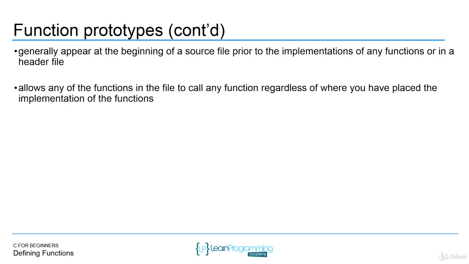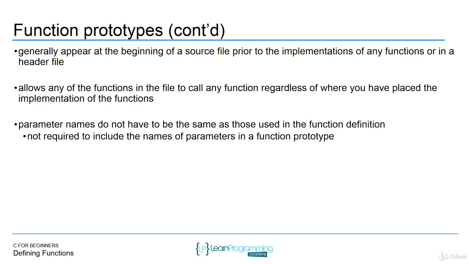It allows any of the functions in the file to call any of those functions that are defined, regardless of where you have placed the implementation. If you place the implementation of a function after you call it, C is going to complain and say that it doesn't know about it. Because when you compile, you're compiling line by line. If you place the declaration at the top, then you can invoke the function before it's defined, before it's implemented.